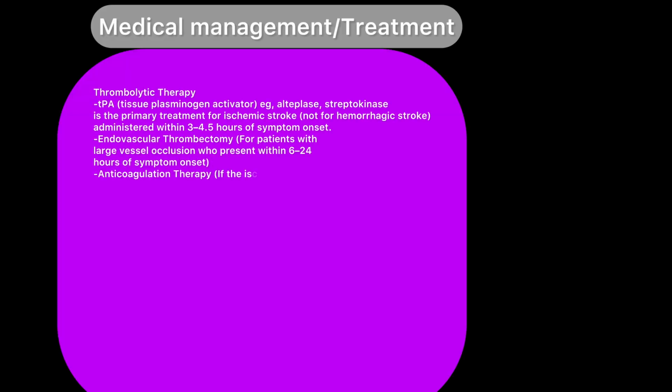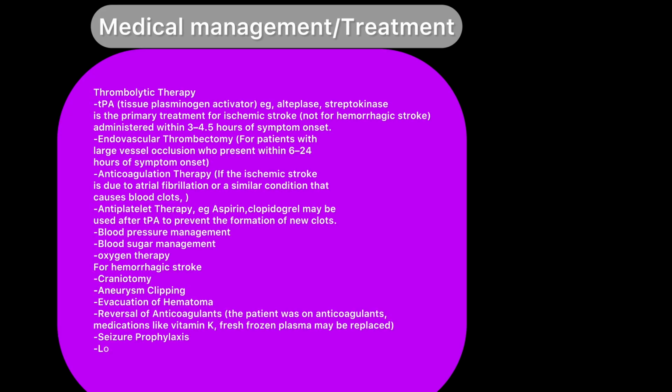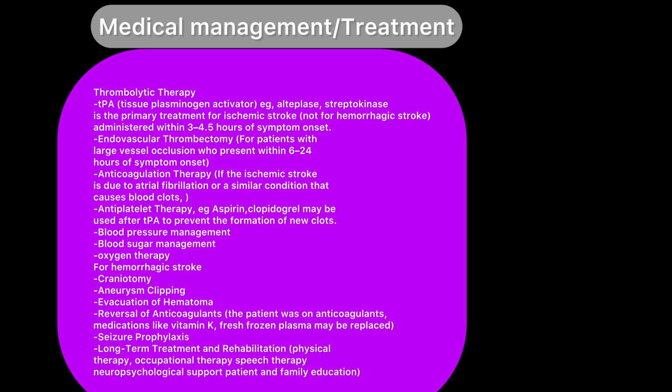Now let's know the medical management and treatment of stroke. For the ischemic stroke, tissue plasminogen activators are used like streptokinase, alteplase. This therapy is started within 3 hours of onset of stroke symptoms. It works by dissolving the clot within the blood vessels by activating the protein that causes fibrinolysis.